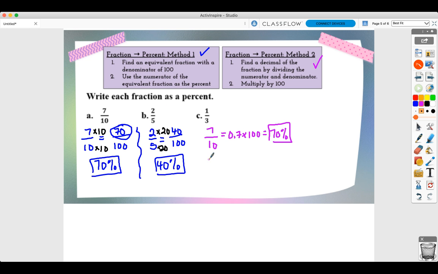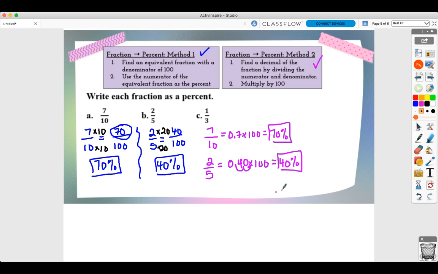Let's do B like that, 2 over 5. So we're dividing this first. 2 divided by 5 is 0.4 when you use a calculator. And we're going to multiply that by 100. That means you're moving that decimal 2 places to the right. And that is going to be 40%. Because remember, you have to add that 0 here. And that matches our answer here. Awesome. So 2 down, 1 more to go, 1/3.